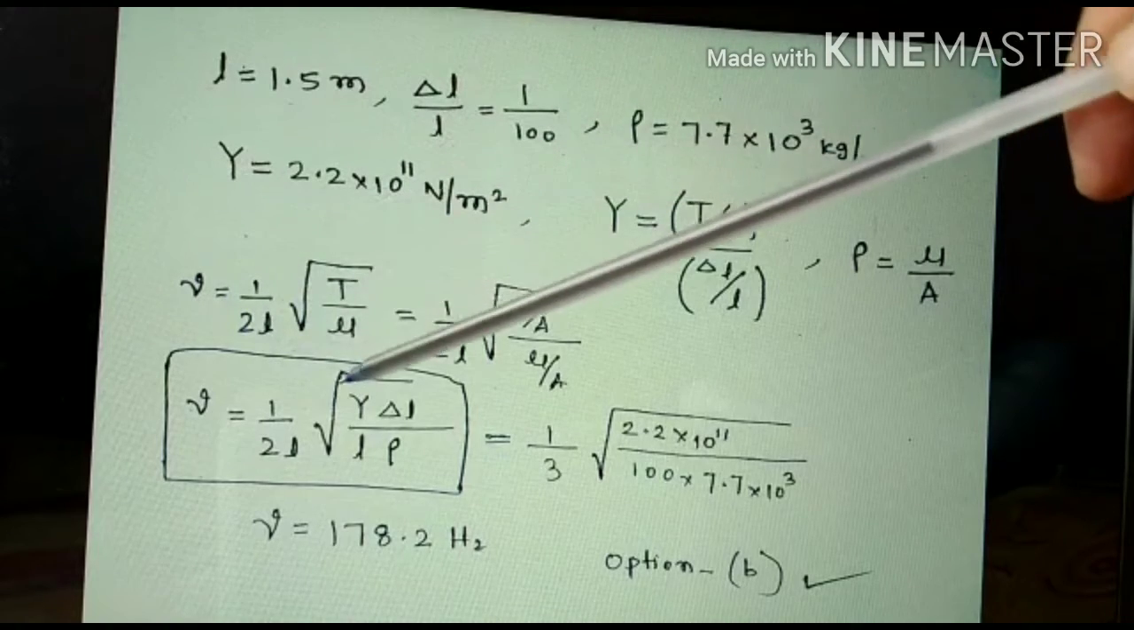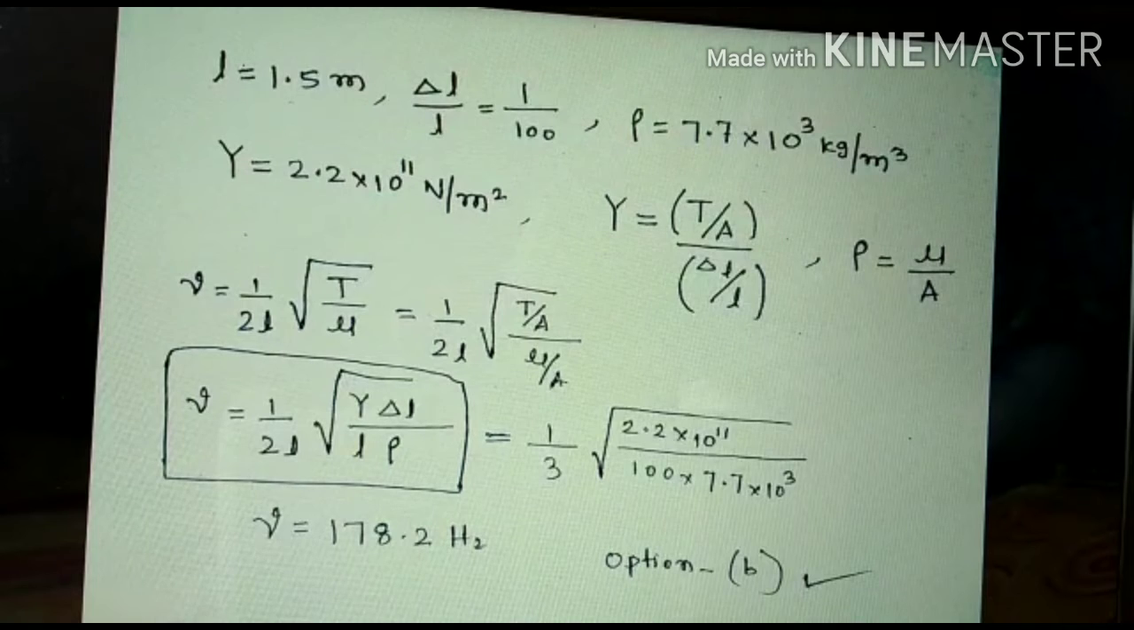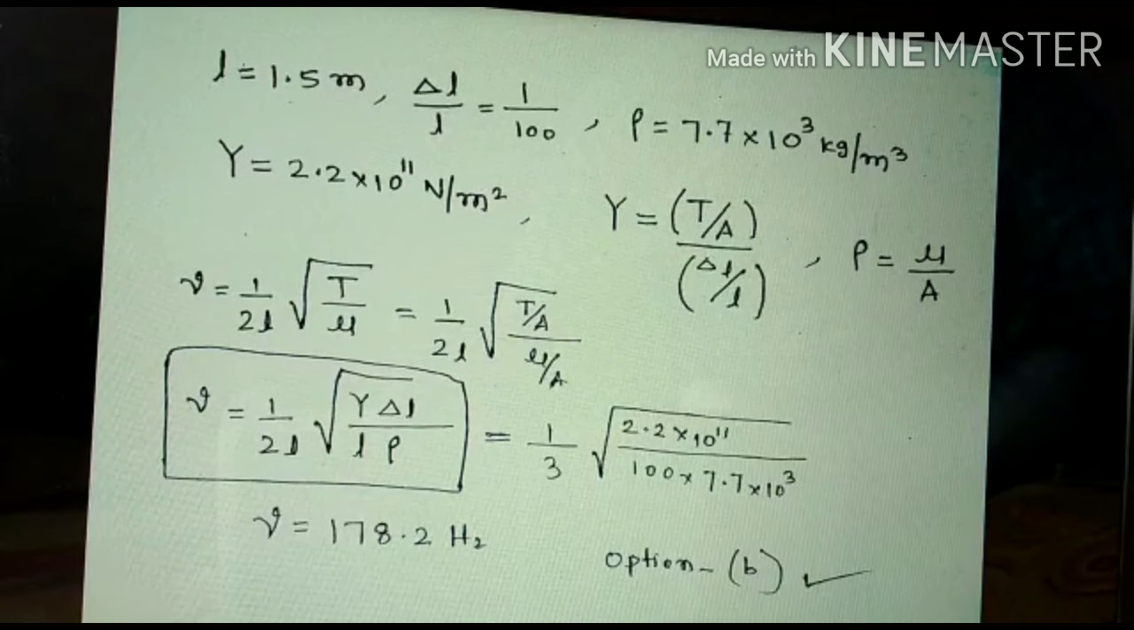The general formula for frequency of a sonometer wire, left side you see, nu is equal to 1 by 2L into square root of T by mu. T is the tension, mu is the linear mass density. Linear mass density means mass per unit length. But tension is not given, mu also not given.